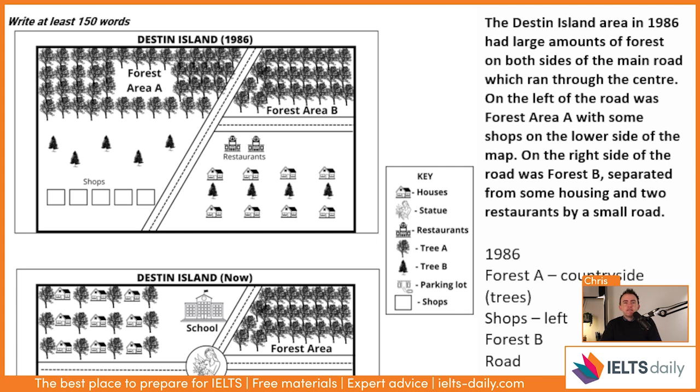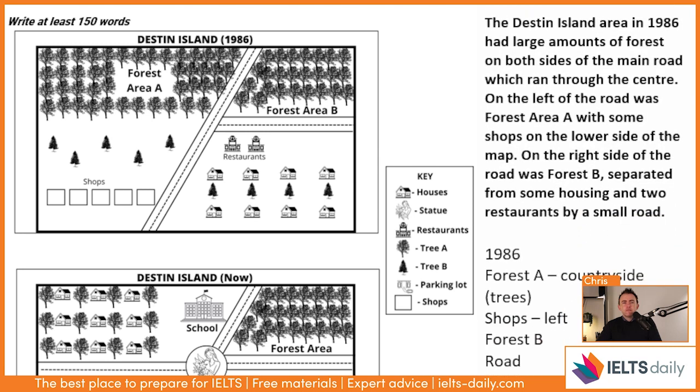The Destin Island area in 1986 had large amounts of forest on both sides of the main road, which ran through the centre. On the left of the road was Forest Area A, with some shops on the lower side of the map. On the right side of the road was Forest B, separated from some housing and two restaurants by a small road. Have I covered everything there? I've talked about shops. I think I've covered everything.